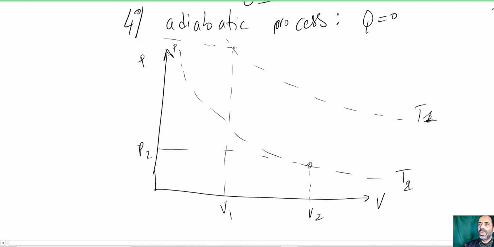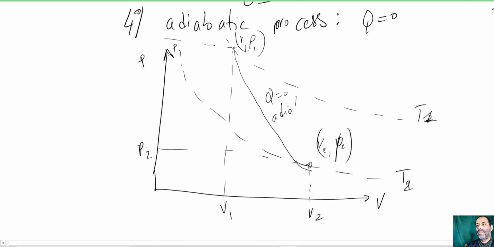Anyway, this is the process we're talking about, going from the initial point, coordinates P1, V1, to the final point, which is coordinates V2, P2. Okay, and this is Q equal to 0, the so-called adiabatic process. Obviously, since Q is equal to 0, then delta U is just equal to the work in this case. Having the gas expanding this way means doing work against the environment. That means W is negative. That means delta U is negative, and sure enough, the temperature went down from the higher temperature to the lower temperature. Okay, so everything is consistent.